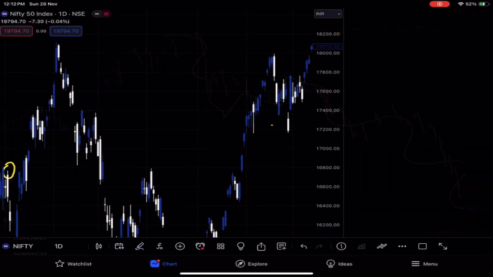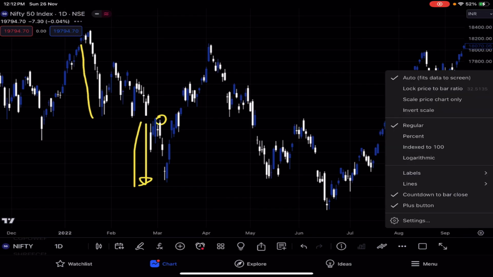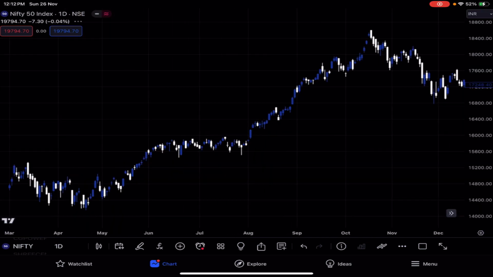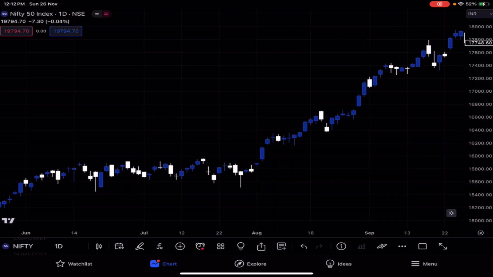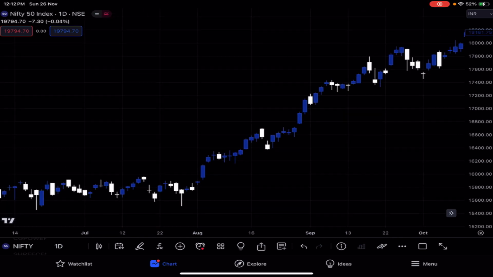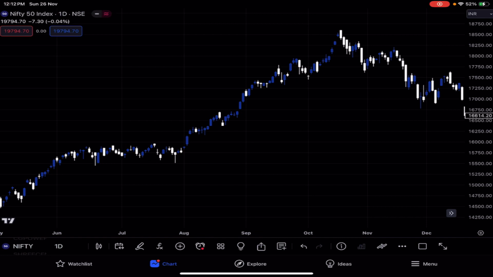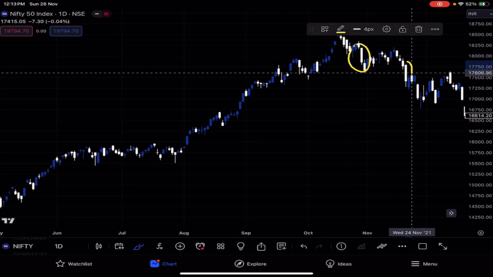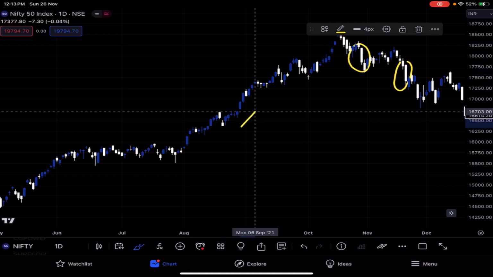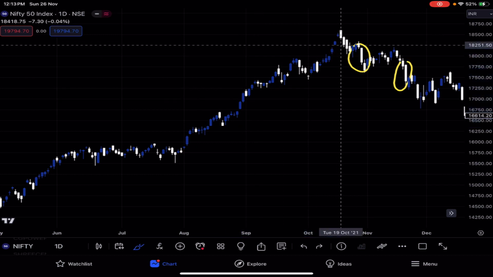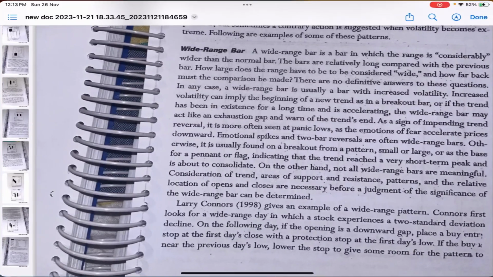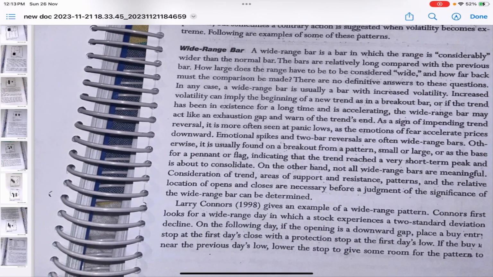If you go on your chart, I've changed the color of my chart, by the way. The blue is the green candles and the white is the red candles. So if you look at the candles, can you see any wide range candle? I can see a couple of them. Looking at this particular candle, you can see that as compared to the rest of the candles, these candles are extremely big in nature. So that's what they are known as the wide range candles.